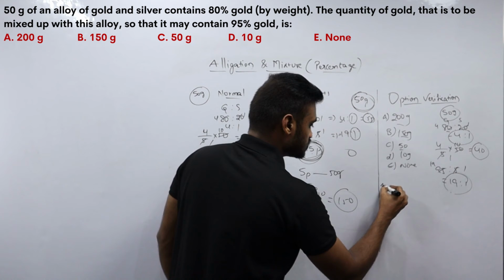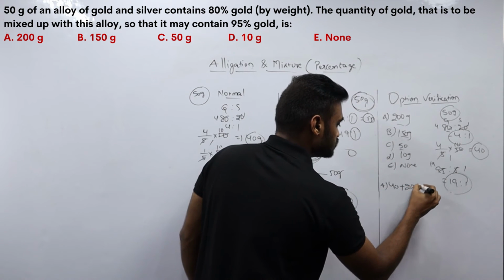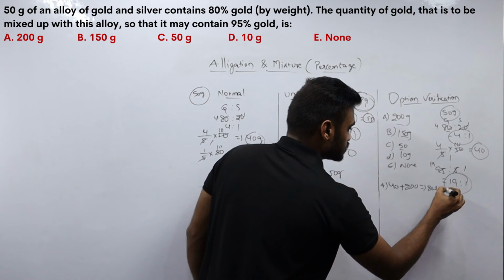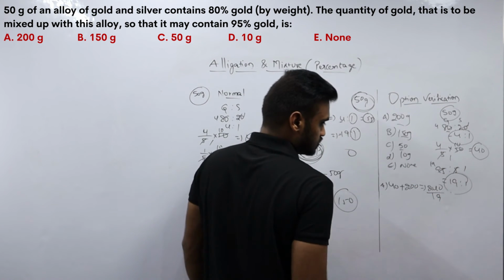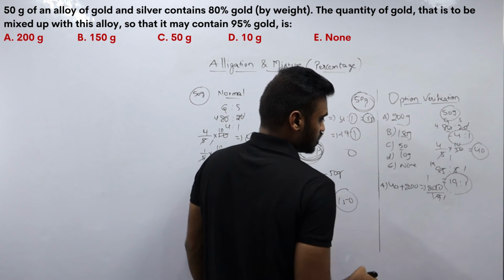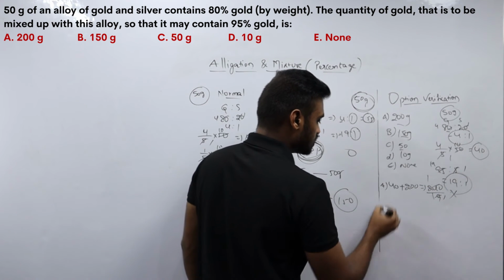Okay, I will add the first value, that is 40 plus 200. So I will get 240 grams. 240 needs to be divisible by 19. So 19 once is 19 and there will be 5, here 50. 50 is not exactly divisible by 19. So this is not the answer.